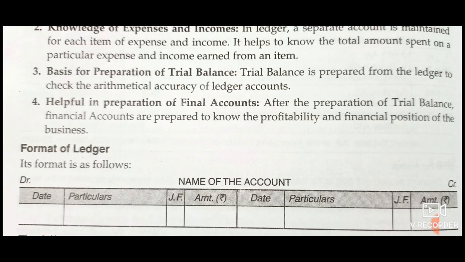Name of the account. In left hand side there are the columns, that is date, particulars, JF and amount, and in the right hand side there are the same columns, that is date, particulars, JF and amount. Now the column date. This column records the date, month and year of every transaction. Second column is particulars.